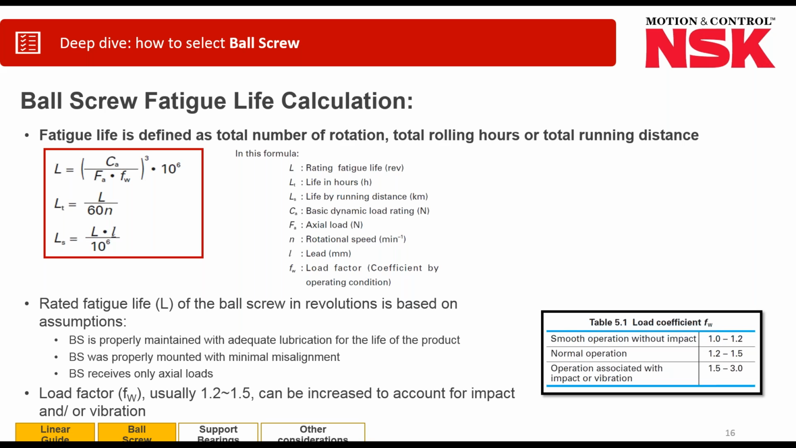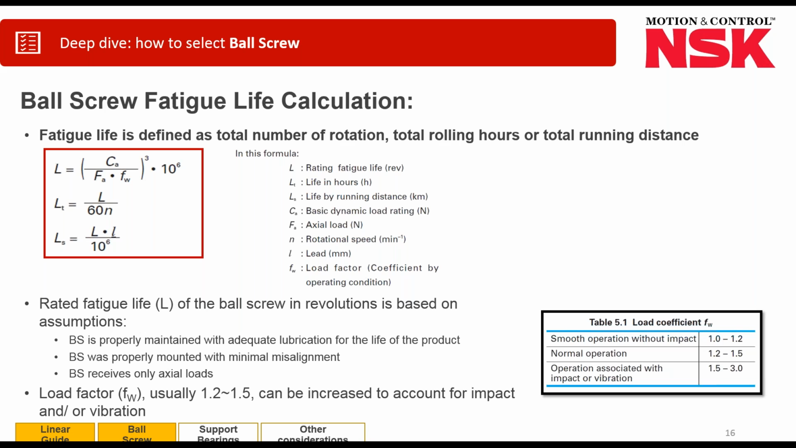Some of the assumptions again for this life calculation: proper lubrication of the ball screw, proper alignment, and a third one for the ball screw is that it receives only axial loads. What that really is intended to say is that if you misalign the ball nut, you're applying loads to the ball nut that weren't expected. So your life is going to be degraded, and then people find out, oh, why is my stage dying early? Well, because the stage was misaligned from the beginning, and the ball screw died short life.